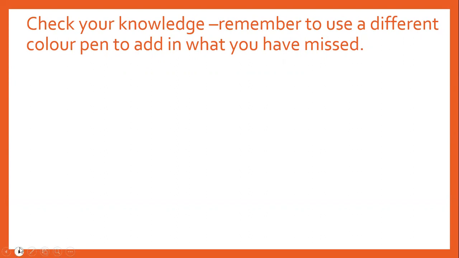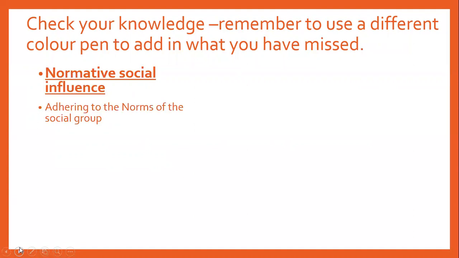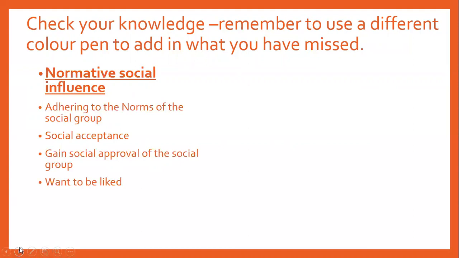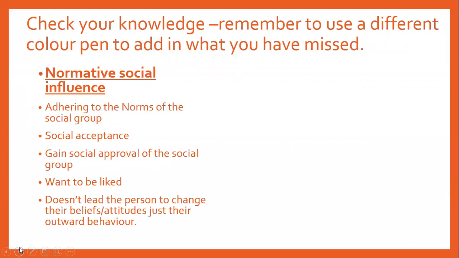So let's do a big check. We'll start with normative social influence. Key points, it's adhering to the norms of that social group. It's all about social acceptance. You have the desire to be liked. You want to be liked by your peers. And therefore, you're going to gain the social approval and therefore fit into that social grouping. It doesn't lead to the person changing their internal beliefs, thoughts, so they don't change privately what they believe or what they think about the situation or the group. They just change their outward behavior.